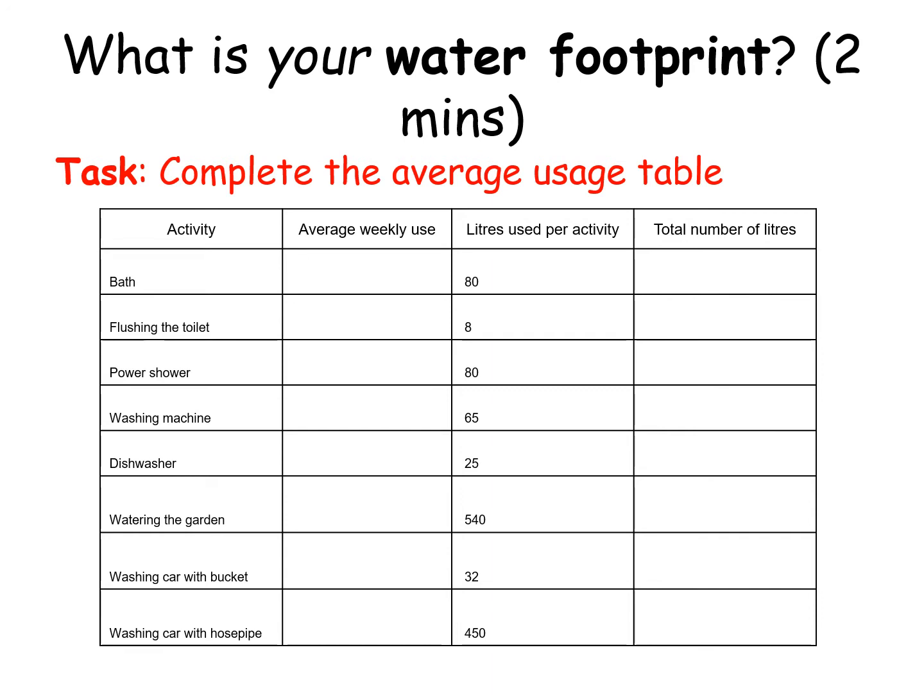I'd like you to complete the table to work out how many litres you use per week. So, for example, if you have a bath once a week, you'll put a number 1 in the box that says average weekly use. It's telling you that that will use 80 litres, so in the final column you would write 80 and go down the list. If you don't have baths because you have showers, then put a 0 in that first box, and then when it gets to the one that says power shower, you can write down how many showers you have.